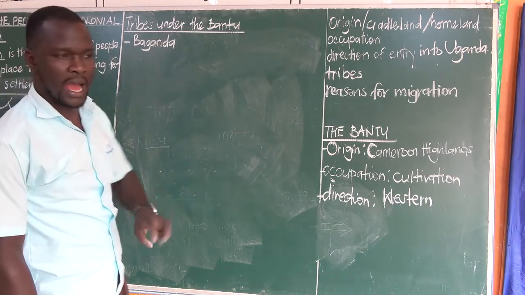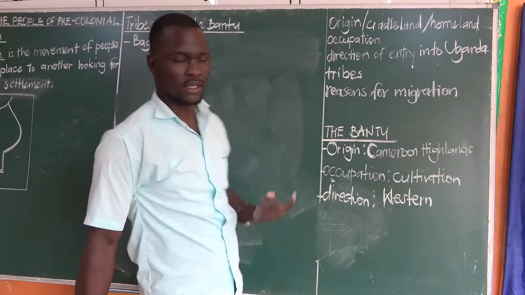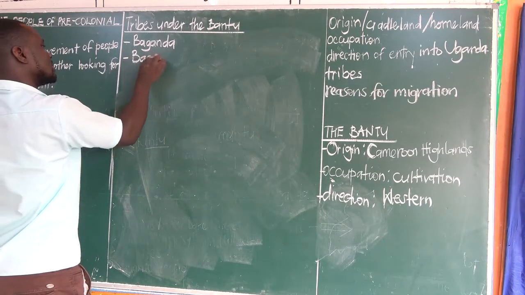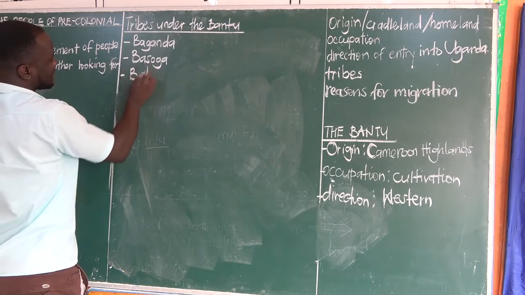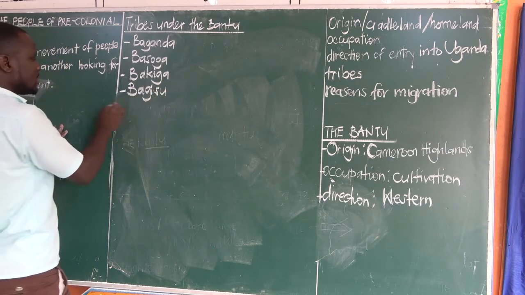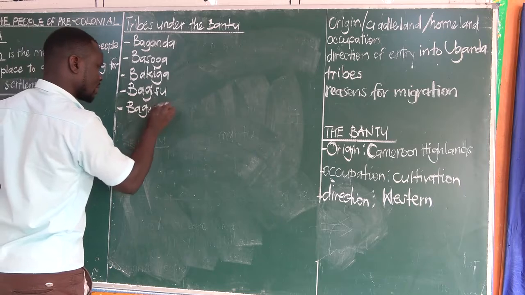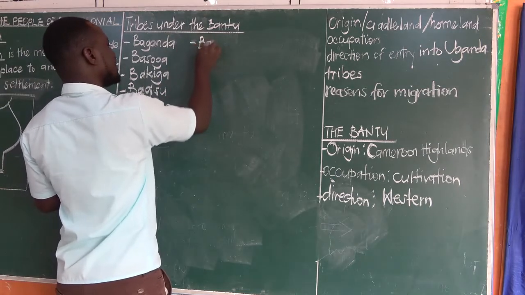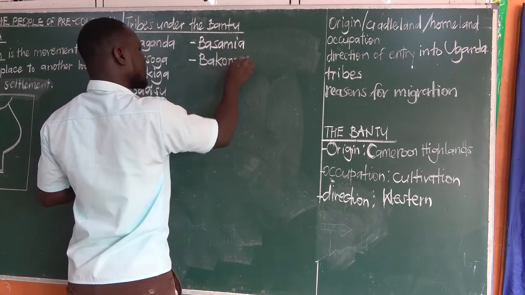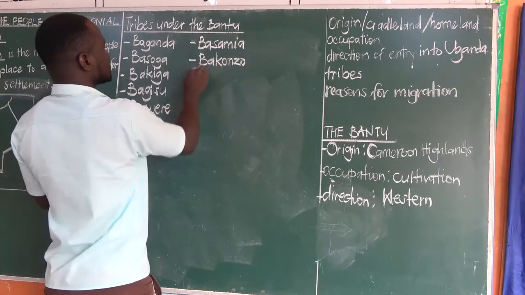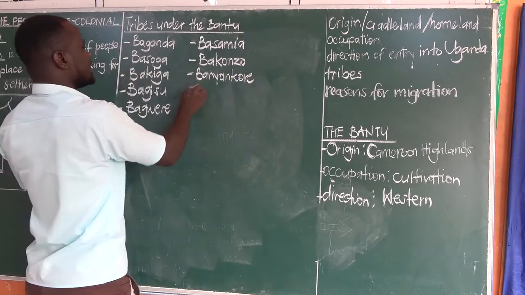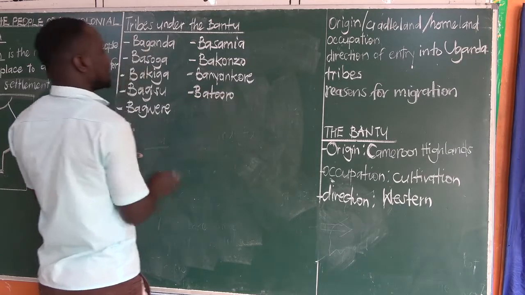Baganda. This is now a tribe, a group of people who speak the same language. Baganda, who speak the language we call Luganda. Then we shall have Basoga. We shall have Bachiga. We have Bagisu, that is in eastern Uganda. Then we have the Bagwere. We shall add others. We shall have the Basamia. We shall add the Bakonzo, that we can also call the Bakonjo. We shall have the Banyankore. We shall have the Batoro. We shall have the Banyoro.